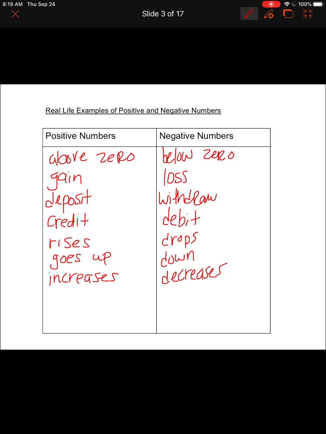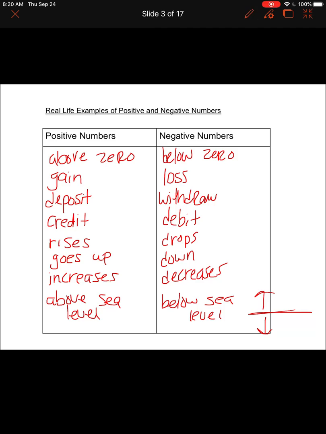And then the only example that you'll really see in math word problems will be above sea level or below sea level. So sea level is going to be like the ground. So anything up here is going to be above sea level. Anything below is going to be below sea level. Okay? So that's not the end-all be-all list, but it is a couple real-life examples that should help you out.